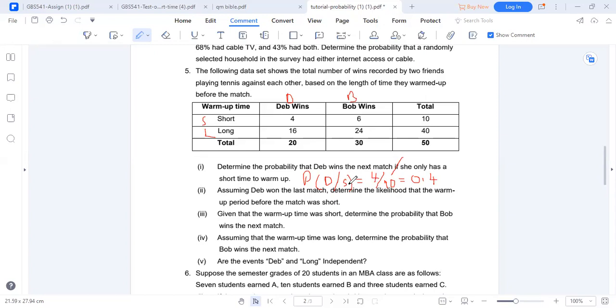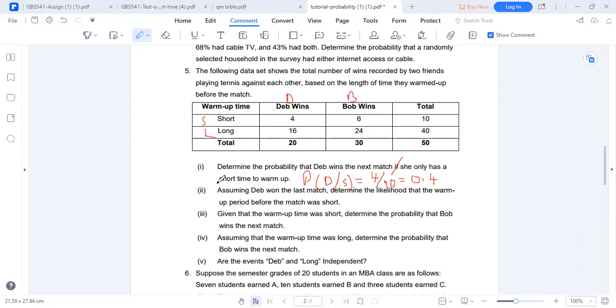So this is a condition of probability. What we should concentrate on is just the row, the short row. We can't go and pick Bob because he's not included in the question. Like the other gentleman said, Deb wins 4, and then the total is, so we just concentrate on that row. Don't even need to pay attention to these others.